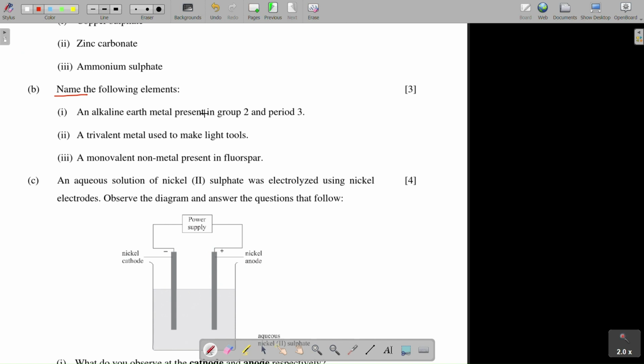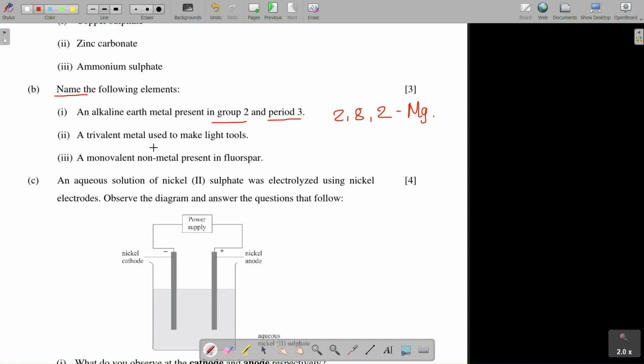Name the following elements. An alkaline earth metal present in group 2 and period 3. Many students will have confusion, but remember, period number tells us the total number of shells. Group number will give us the valence electrons. So valence electrons are 2. 3 shells means there should be another 2 shells completely filled with electrons. So it should be 2, 8, 2, means total 12. So atomic number 12 is magnesium. So the element is magnesium. Please name it, not the symbol.